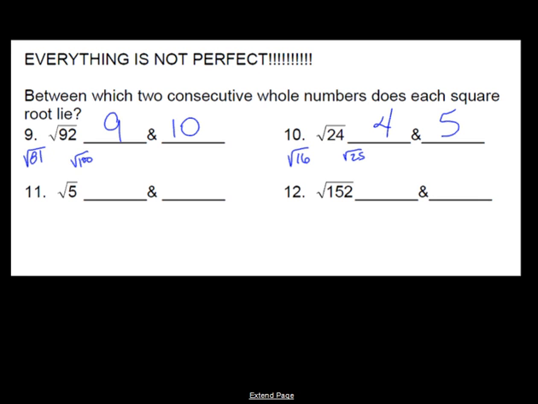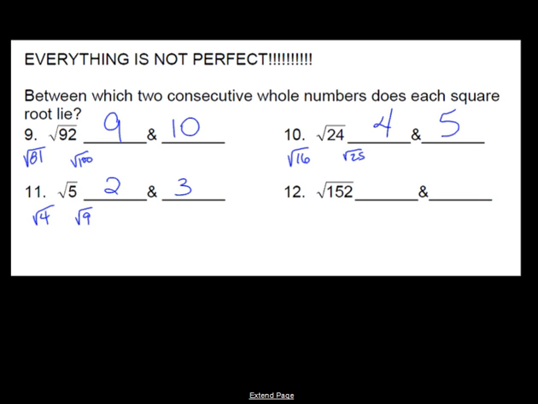Number 5. I know the square root of 4, and 5 is bigger than 4. I know the square root of 9, and 5 is less than 9. So therefore, the square root of 5 is somewhere between 2 and 3.